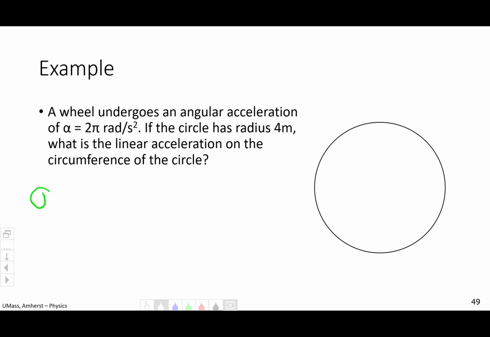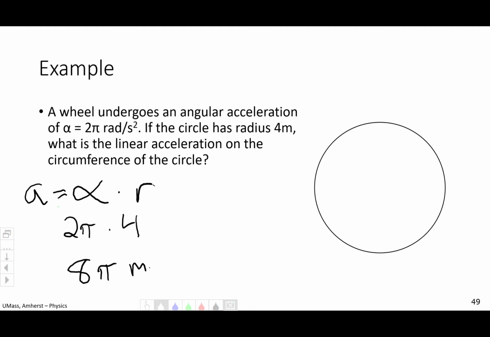So it's really just as simple as you might think it is. a equals alpha times r. So 2 pi times 4 equals 8 pi meters per second squared.